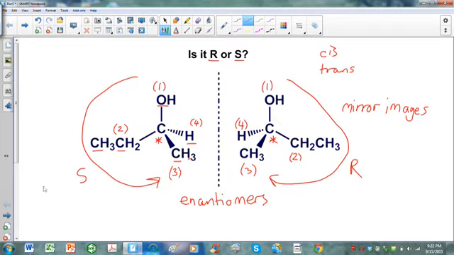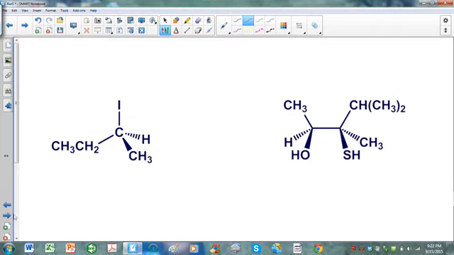Now let me show you how to do this on some other compounds, okay? So let's take a look at this one. All right, this one's quite similar to what we had before. The first thing we always have to do is make sure, first of all, we can see where the chiral carbon is, and the chiral carbon is right here.